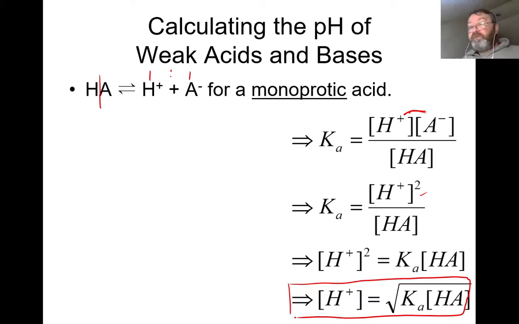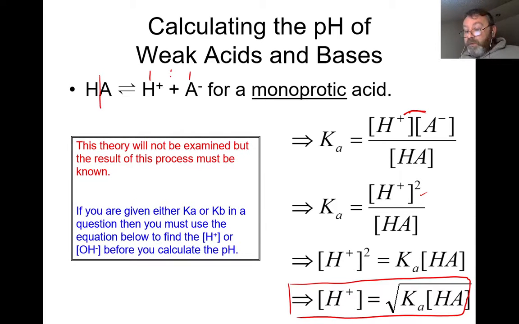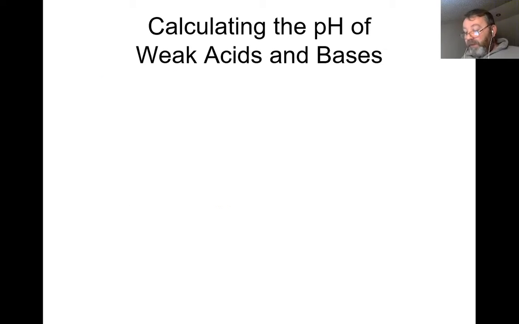And I'm going to use it in a couple of examples and show you how it's used, and then give you some to do yourselves so that you'll be able to be familiar with it. The theory will not be examined, but the result of the process must be known. So if you're given Ka or Kb in a question, then you must use this formula first in order to work out the concentration of hydrogen ions or OH minus ions before we go on to pH. Now what that means straight away is that there are three things we've got to remember, okay?